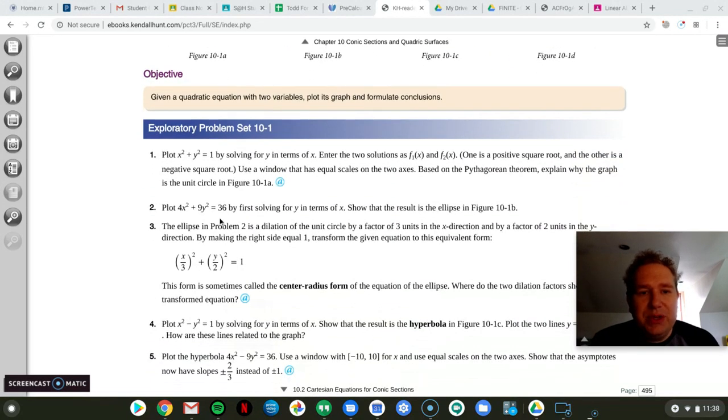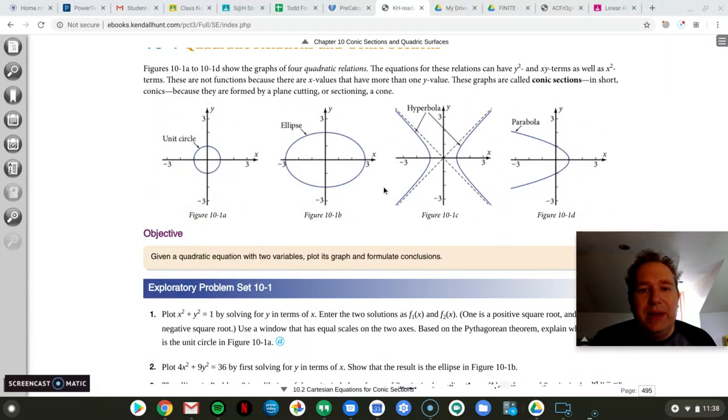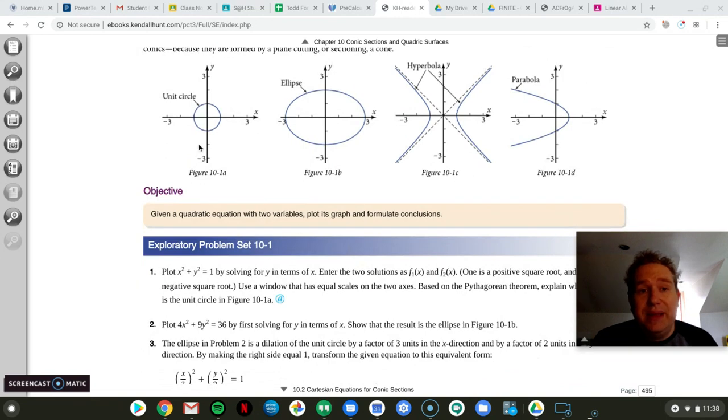Then for number 2, it wants you to do the same thing and isolate the y. So you will subtract 4x squared from both sides, then you'll have 9y squared equals, you'll divide by 9, and you'll take a square root. Again, it wants you to show that with two graphs in your calculator, you can get this particular ellipse. It'll take two graphs because these are not functions. To graph them, you should be in function mode. Radian or degree doesn't matter, because there are no triangles.